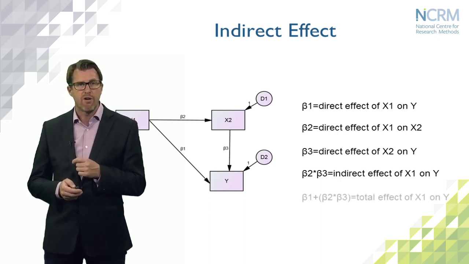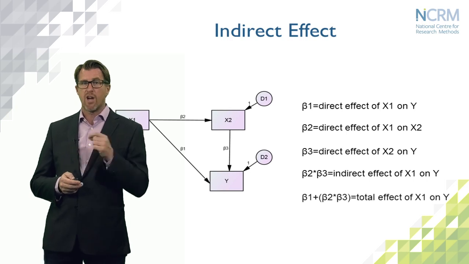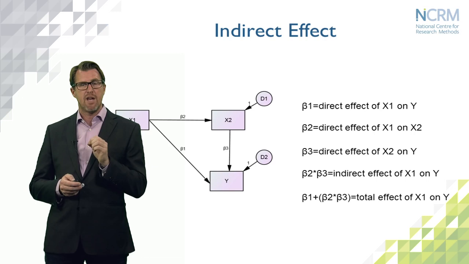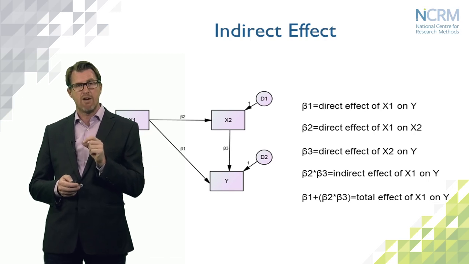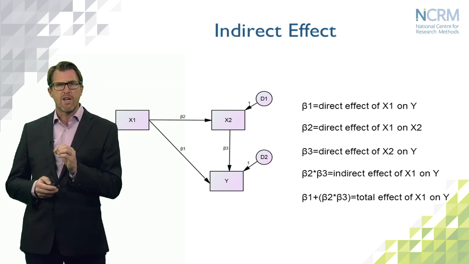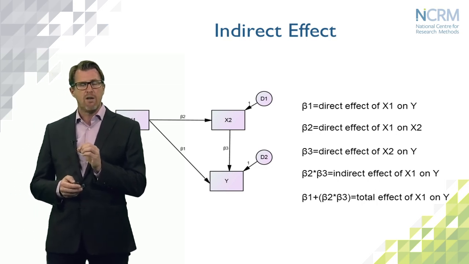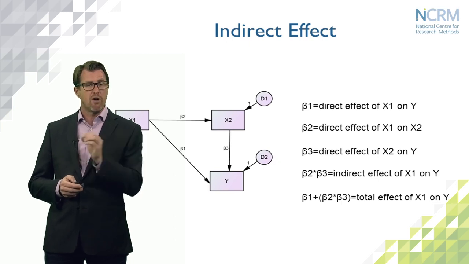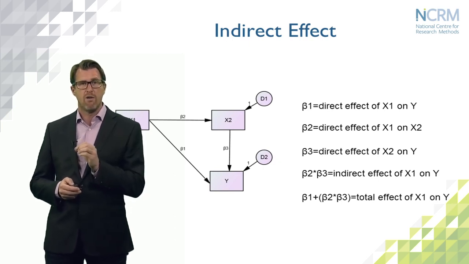And we can also compute from this path diagram the total effect, which is the sum of the indirect and the direct effects between one variable and another. So if we take the sum of beta 1 and the product of beta 2 and beta 3, this will give us the total effect of x1 on y.